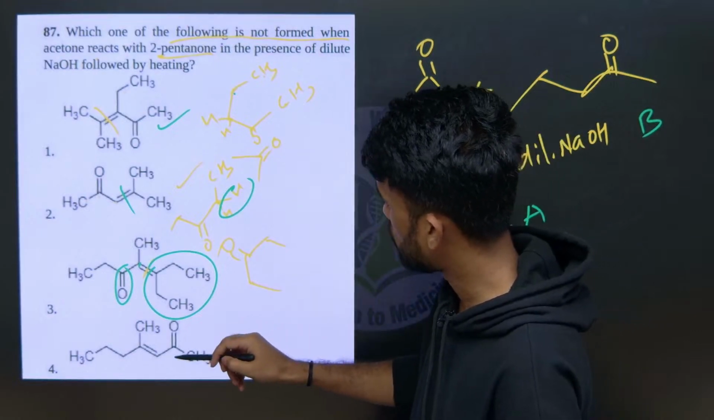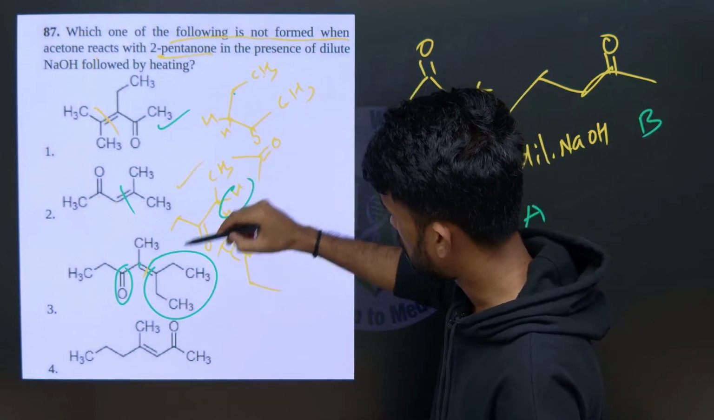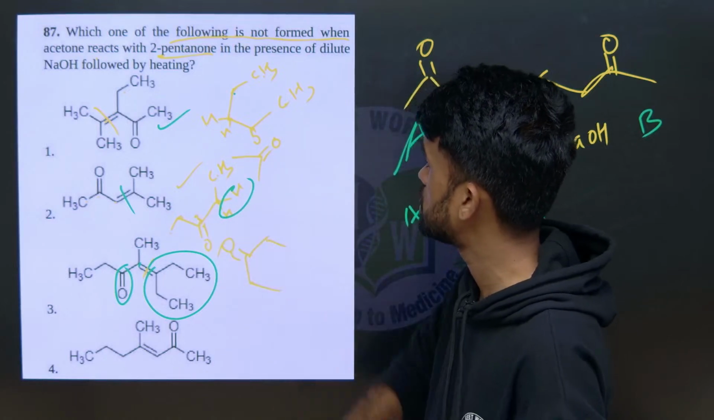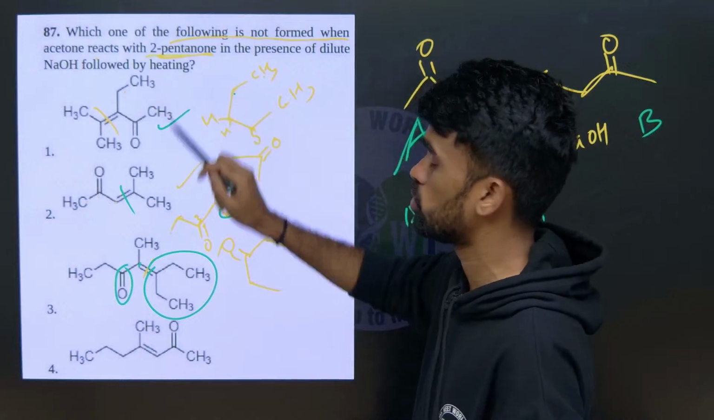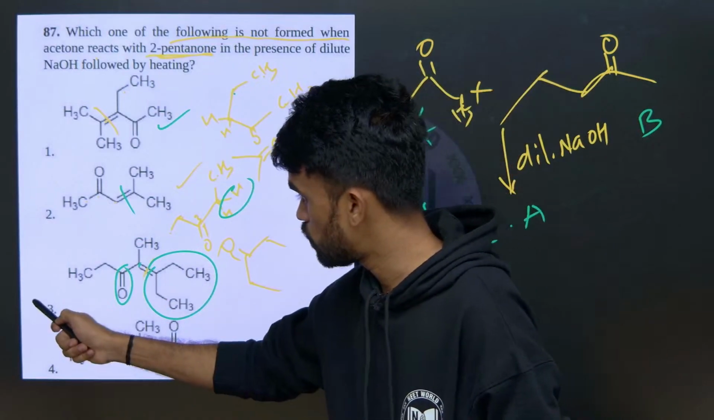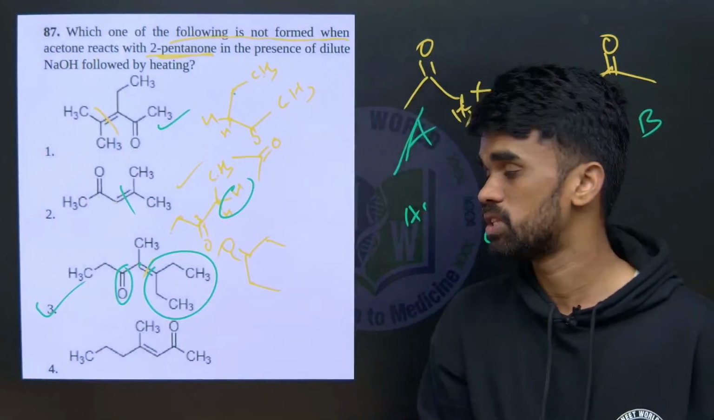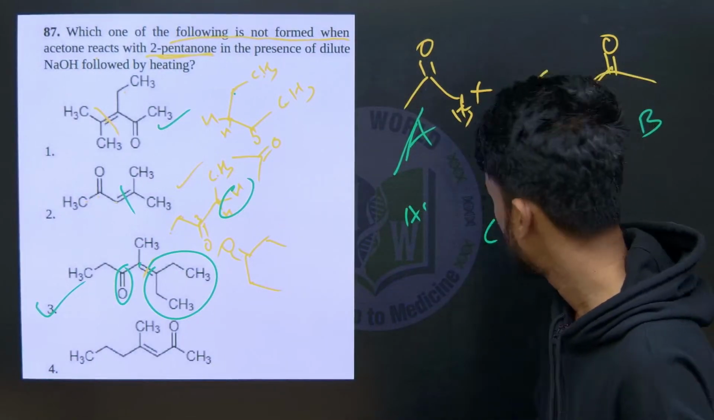So now count the number of carbons, 1, 2, 3, 4, 5. See, the carbonyl position here is 3, but they mention it as 2-pentanone, while this is 3-pentanone. Therefore option 3 is not a possible product in this reaction. So we should choose option 3. I hope it is clear.